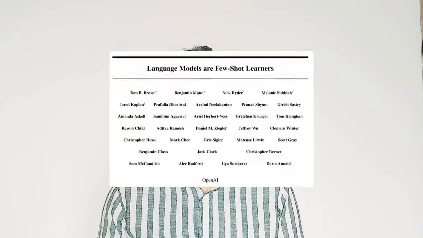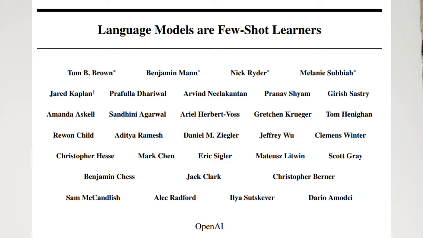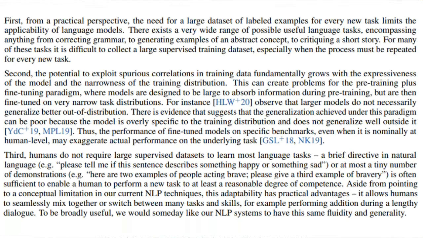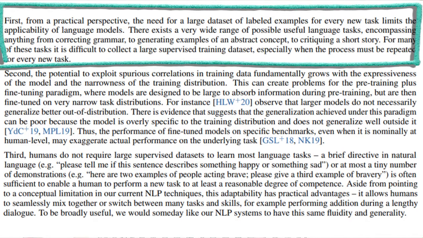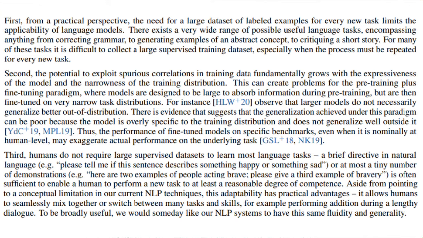In 2020, researchers at OpenAI published a paper called Language Models Are Few Shot Learners. The motivations of this paper were the key challenges they saw when they were trying to fine-tune language models for every task. The three key limitations were: number one, the need for a large dataset of labeled examples for every new task limits the applicability of language models.